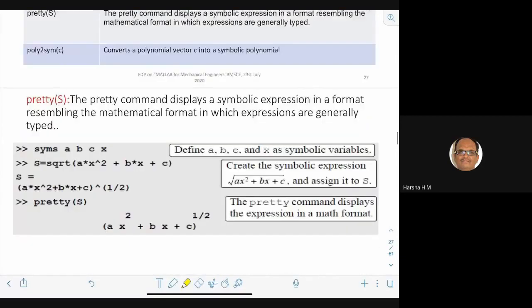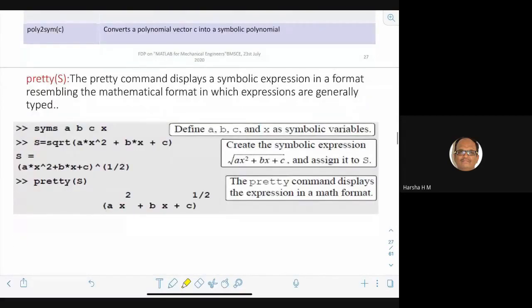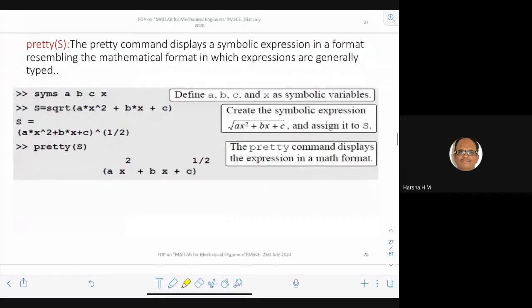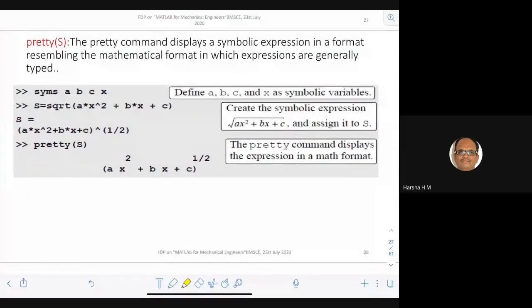So what is this pretty command? If you observe this, he has created a, b, c, x as symbolic variables, and then defined s equal to the square root of ax squared plus bx plus c. And when you give it like this, it will give you this. But when you use the word pretty, remember the pretty command displays the symbolic expression in a format resembling the mathematical format in which expressions are generally typed. As a person writing, I would have written it like this. So by using the pretty command, you can write it the way we are used to looking at this expression.